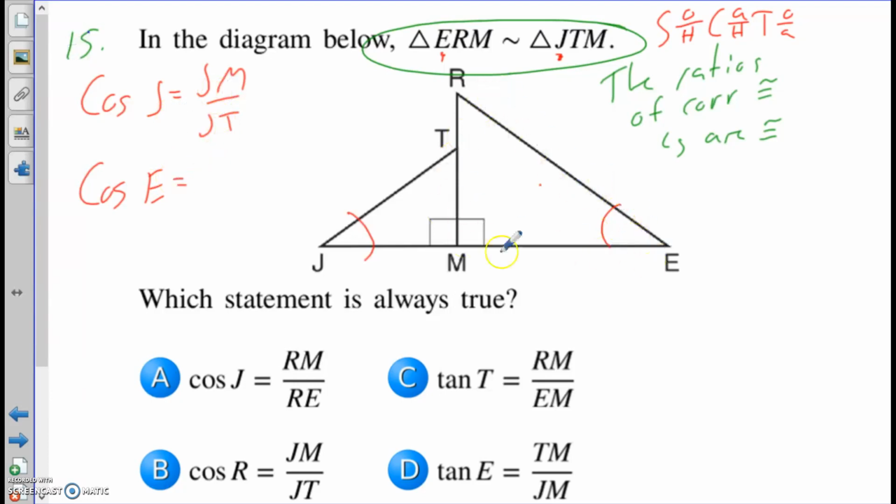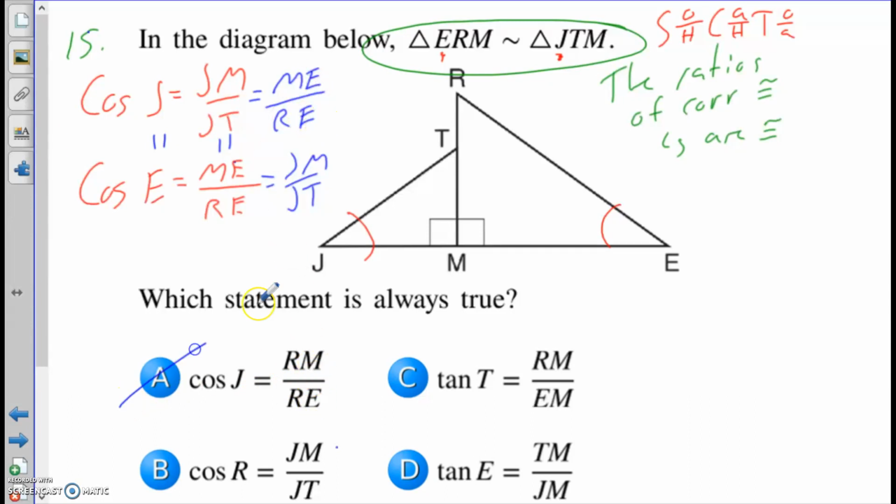So since J and E are congruent to each other, the cosines of their angles are congruent to each other. So cosine of E in this triangle, for example, is ME over the hypotenuse RE. Because these angles J and E are congruent, their ratios are congruent. That's why you can think of cosine J as ME over RE, and cosine E as JM over JT, because these angles are equal. So they're interchangeable. What they're doing in this question is giving you a letter but using the ratios from the other triangle, and you have to see which one maps up correctly. We just did cosine J. It's not RM over RE, it's ME over RE. So that's not true.